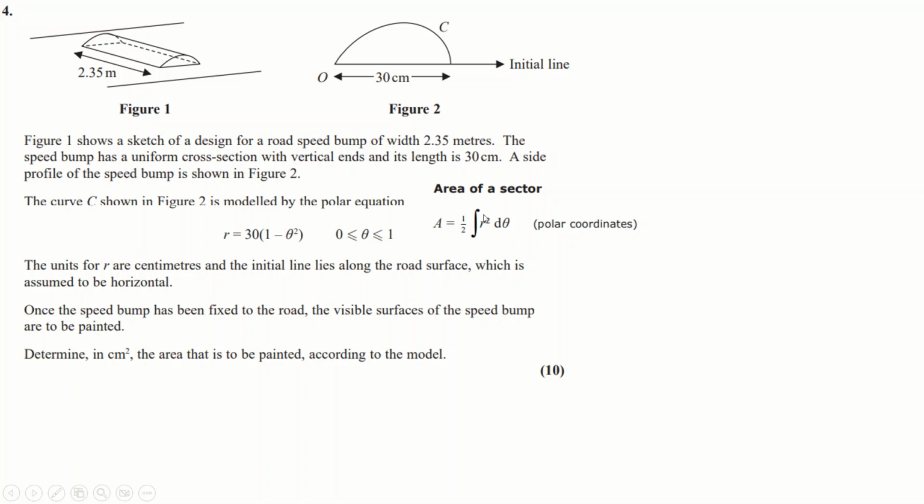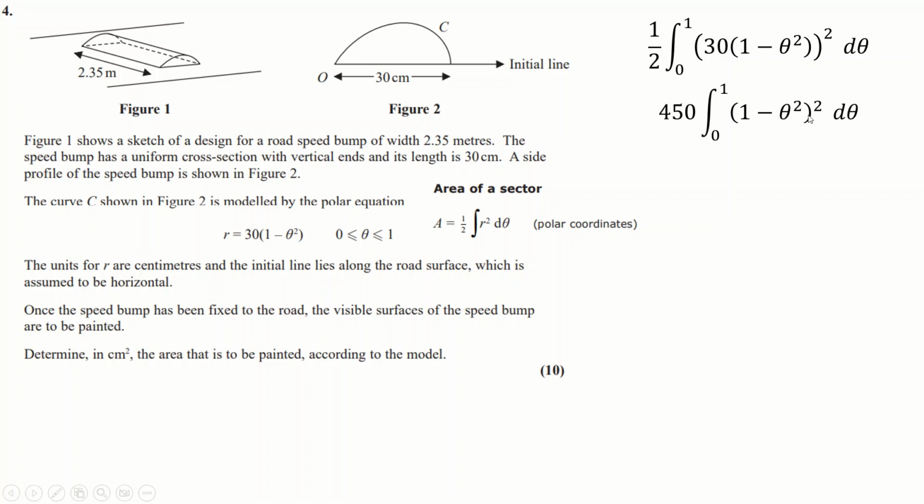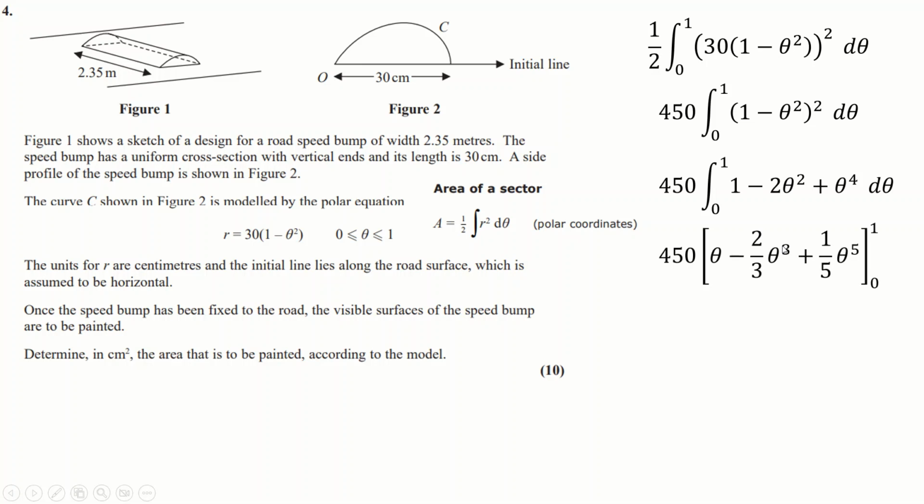So all we have to do is integrate between 0 and 1 of half r squared. Now r squared is 900 times this squared, but the 900 can just go out the front, times by half is 450. And of course I can just square that out, right? That's not hard to square out, and I can just integrate that. So I just integrate it, I put in the numbers, and eventually you get this.